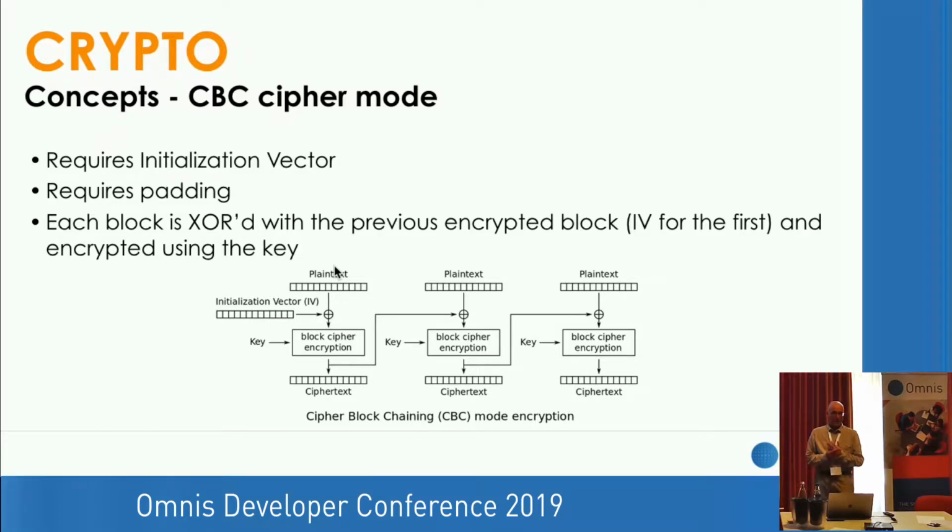We have cipher block chaining. This requires an initialization vector. And what happens is the initialization vector and the plain text are combined with an XOR, and then they are passed with the key into the encryption algorithm. And then the ciphertext that's generated for that first block is then fed in as the equivalent to the initialization vector in the next block, and so on.